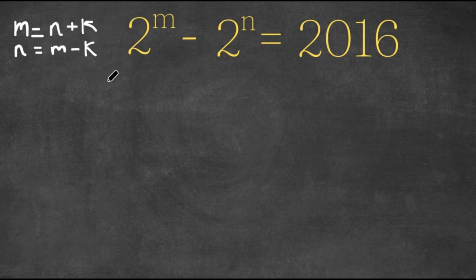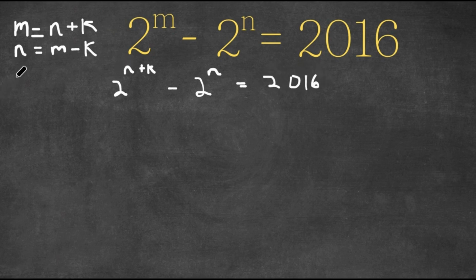So I'm going to rewrite this as 2 to the power of n plus k, minus 2 to the power of n, equals 2016.